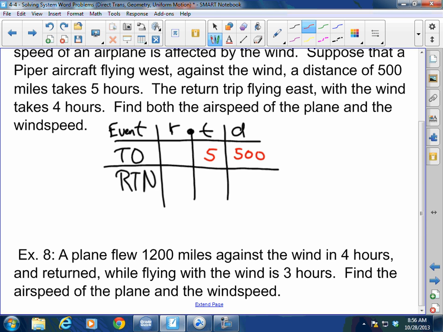So wouldn't the rate be the plane's airspeed A minus the wind speed W? Do you guys see how and why I did that? Because the plane has a speed. It's an airspeed and it's flying. It's going forward, right? But if it's going against the wind, think about what we talked about when you're riding a bike. Is that going to slow that plane down or speed it up? It's going to slow it down. It's going against it. So I'm subtracting here. Does everyone see that?